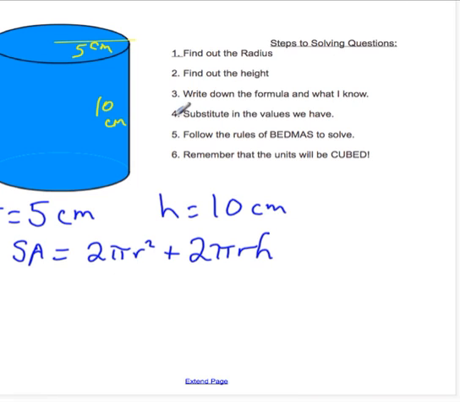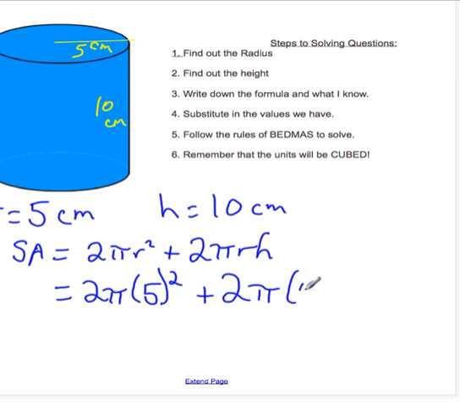So now I'm on to step 4, and step 4 tells me to start substituting values. In this case, I've got 2 times pi, and my radius is 5 centimeters. I'm just going to use the 5, I'm not going to put the centimeters in right now. And I still need to add 2 times pi, and again the radius, which is 5 centimeters, and the height, which is 10 centimeters. So now I start doing my math, and again, as I've mentioned to you before, we're going to use the rules of BEDMAS. So step 5, rules of BEDMAS.